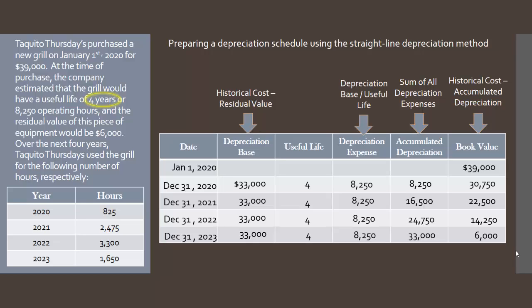That's $6,000. And we know our chart is good because when you get to the end of the life of the asset, the number that you have for book value right here should be equal to your residual value. We had a $6,000 residual. Our book value says it's $6,000 at the end of our depreciation table. Our table's good to go.